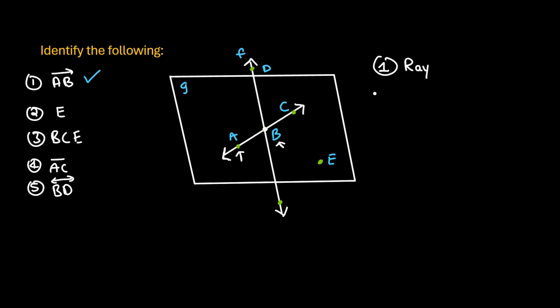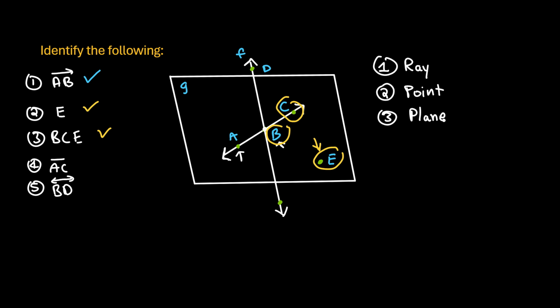What about number 2? Number 2, let's find the letter E. Letter E is over here. And what term is this? What shape is it? It's simply a point in space. So we can call this a point. What about number 3? BCE. So B is here, C is here, and E is over here. So this one is a plane.